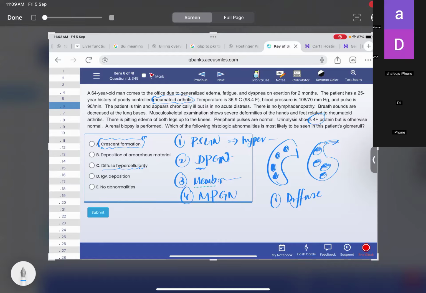But parts of the nephron are involved. What will we call it? Segmental. Focal segmental, okay?